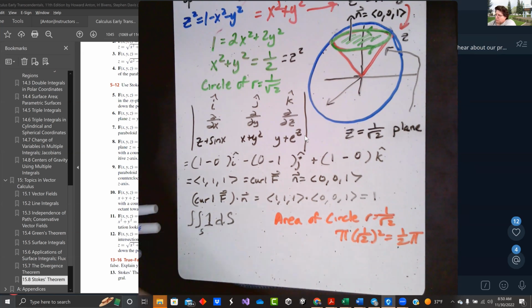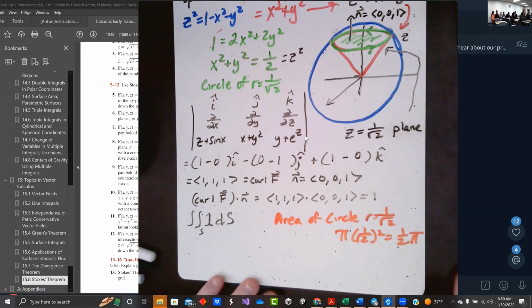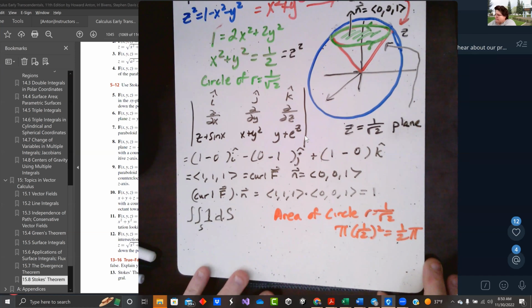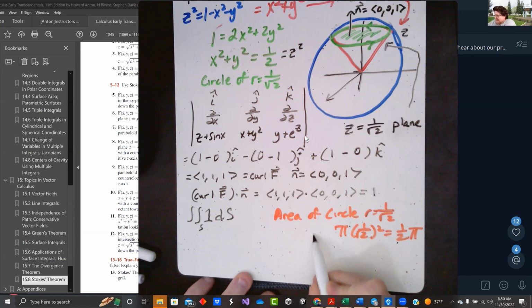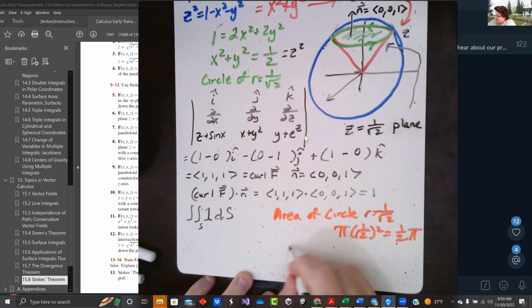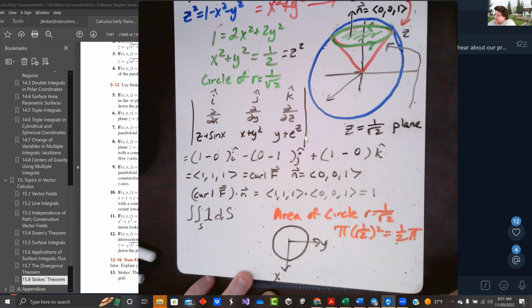What might help you more as students is looking at the case where it's not always a simple area. Let's look down the z-axis. If I look straight down, with y like that and x like that, I've got a circle with x squared plus y squared equals 1/2.